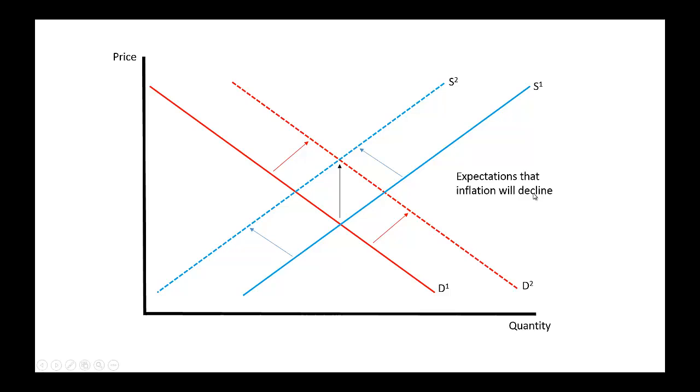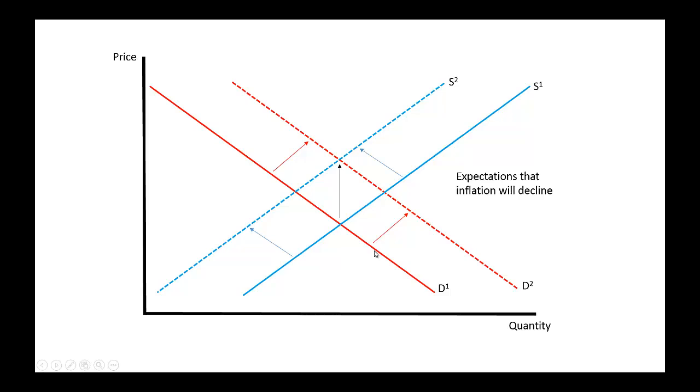If everyone in the market believes that inflation is going to decline, think about the impact that will have. People issuing bonds will not want to issue bonds right now. They would rather wait for inflation to decline. People buying bonds would be very excited about buying bonds right now if inflation's going to decline in the future. So if the market believes that inflation is going to decline, you would see this take place, and prices would go up and yields would decrease.